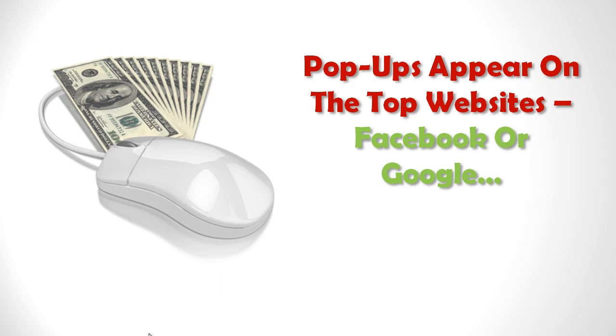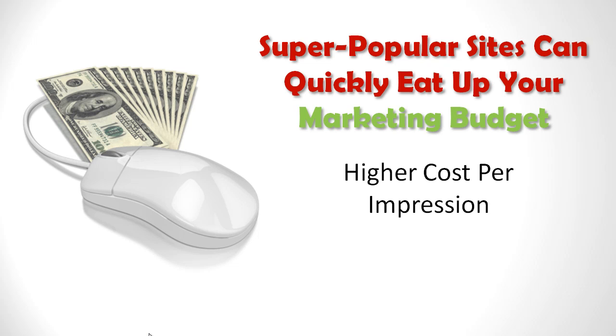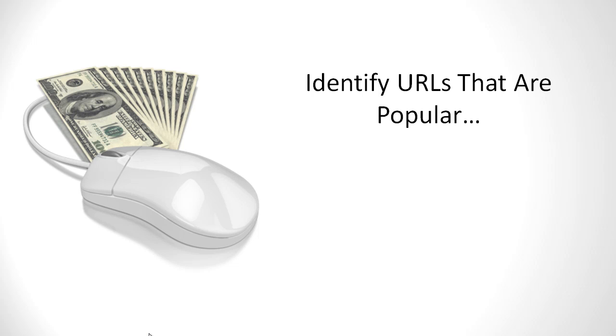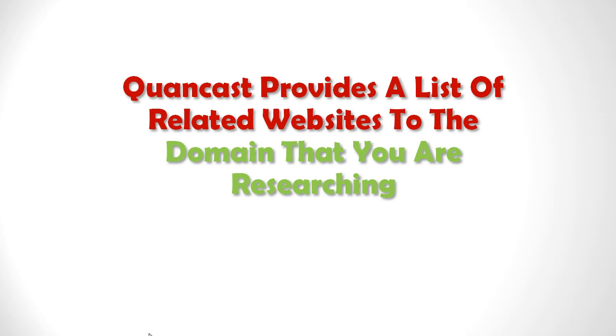Obviously, if you want your pop-ups to appear on the top websites, such as Facebook or Google, you're going to have to bid much higher. These types of super popular sites can quickly eat up your marketing budget, leaving you with a higher cost per impression and typically a lower conversion rate. A better plan is to identify URLs that are popular but that other marketers aren't bidding on. Quantcast can help with this because the site provides you with a list of related websites to the domain that you are researching.